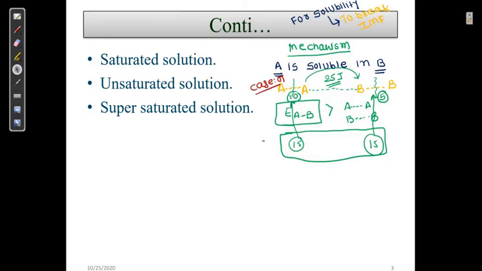ये हमारा केस नंबर 2 हो गया. In that case also the energy is 15 and 15. In this case we have to give the extra energy. That extra energy कहाँ से आएगी बच्चों? This extra energy comes from heating, so it can be dissolved. There are saturated, supersaturated solutions and unsaturated solutions.